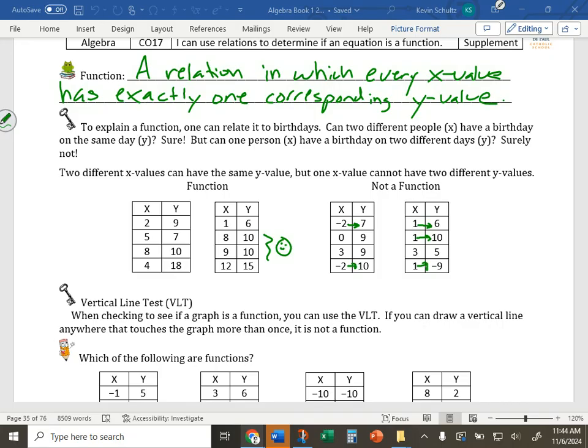Every x needs to be different. X can't repeat itself, basically. If x repeats itself, it's not a function. Because if x repeats itself, that means there's a second y value that corresponds with that x. That's what makes it not a function.